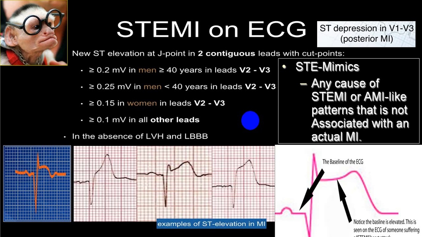And this criteria will hold true in the absence of LVH and in the absence of left bundle branch block. And if there is a left bundle branch block, or if there is a severe LVH, or if there is a pacemaker complex, you will have to use Sgarbossa criteria, which we include in STEMI mimics. Sorry, STEMI equivalents, not mimics.